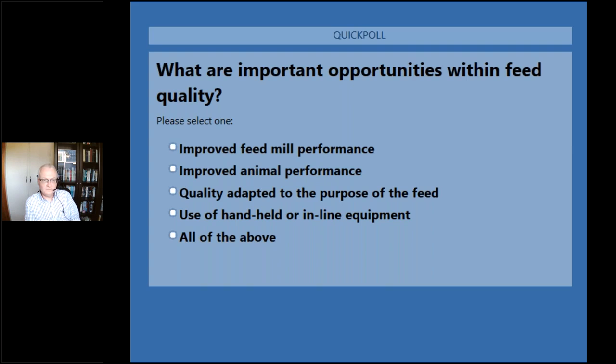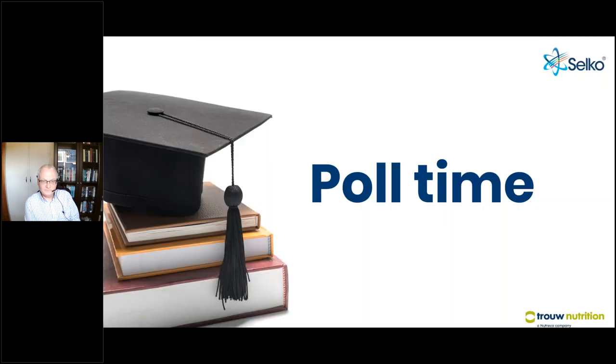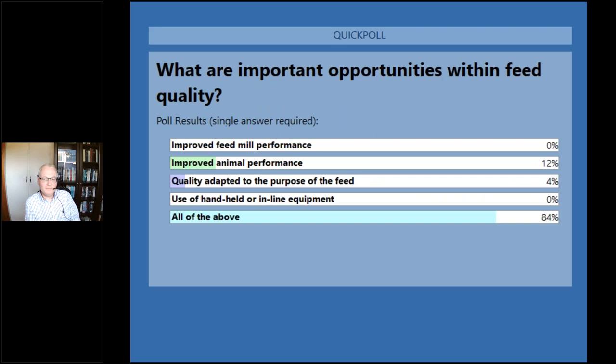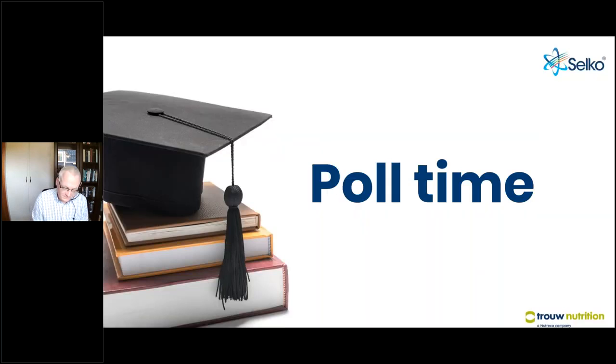All right. I'm going to close the poll and we will see the results. So I think the audience did pretty well. Okay, 84% all of the above. Yeah, that's the correct answer. Yes, it's quite a wide area, quality. It influences a lot of different things, and all of the above are correct. Perfect. I'm going to hide it again and close it.